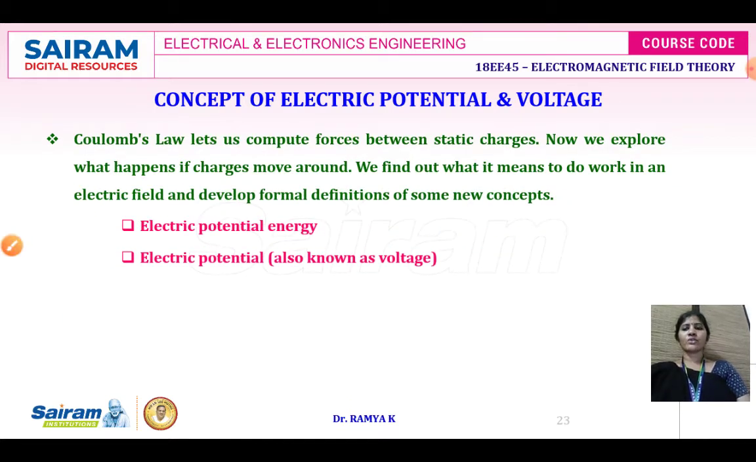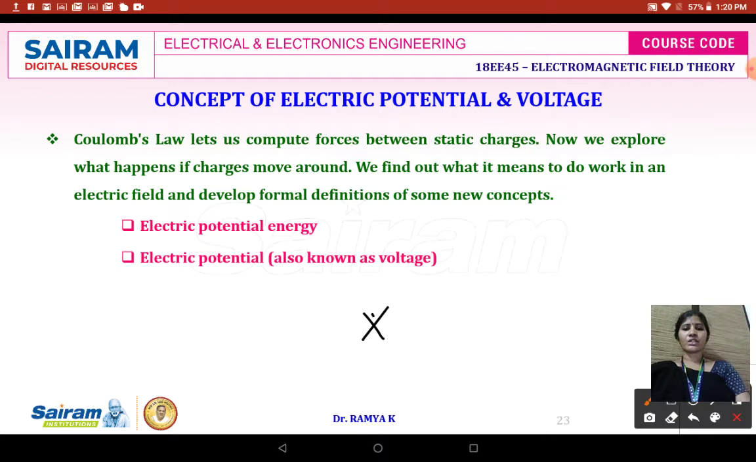So according to Coulomb's law, when two charges are present, then there will be a force of attraction or force of repulsion between these two charges. So from Coulomb's law, it is possible for us to identify the force between any two static charges. Now, if you explore this concept and if you move the charges all around the point charges, then what will be the direction of the force and what is going to happen?